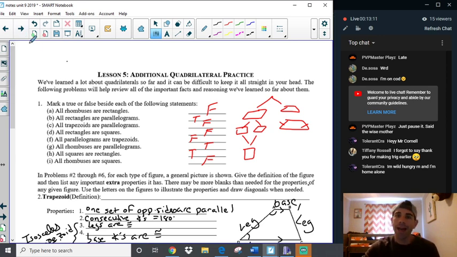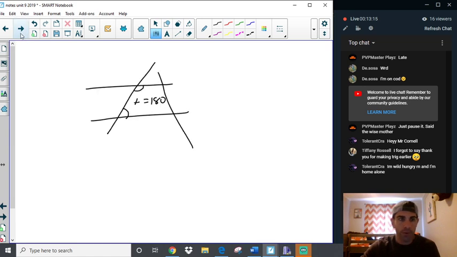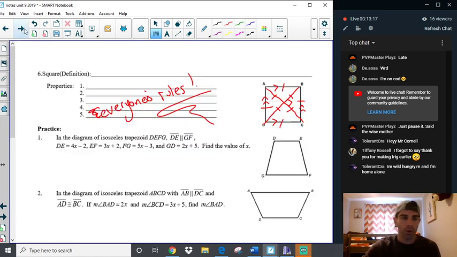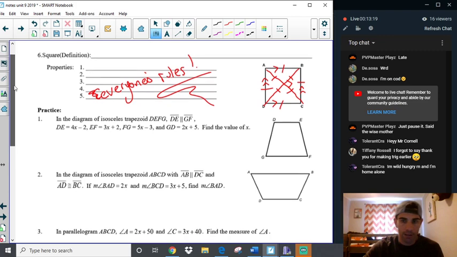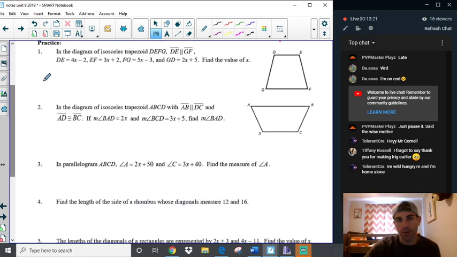So again, go back, make sure you have these rules memorized as best you can, because it'll help you when you're doing proofs or when we're doing these questions now, because if you don't know your rules, you won't be able to answer them. So first one is isosceles trapezoid. DE is parallel to GF, so those are my bases, and since it's isosceles, I know this guy is going to be congruent to this guy. So now it says DE is equal to 4x minus 2.